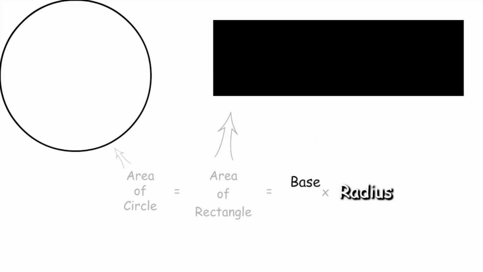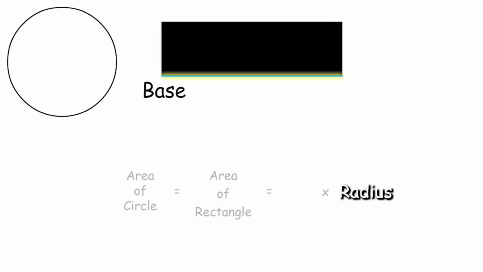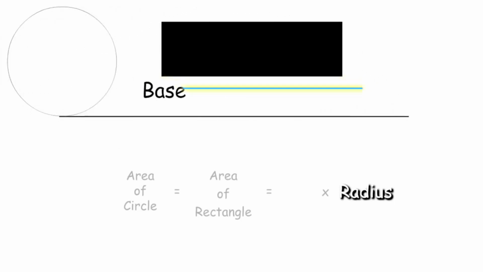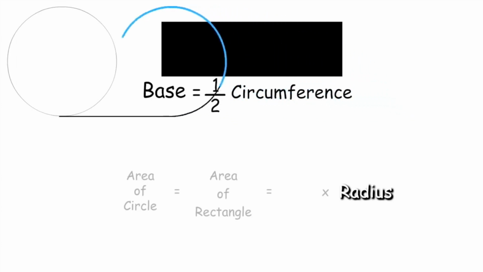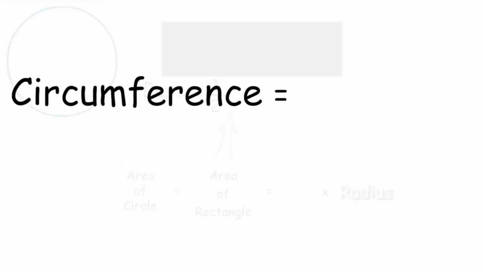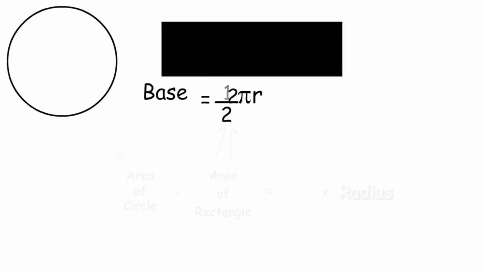To find the base, we need to look at the circumference of the circle. And when we compare the base and the circumference, we can see that the base is equal to 1/2 the circumference. Remember that the circumference is equal to 2 pi r. When we combine it with 1/2, the 2's cancel out and base is equal to pi r.